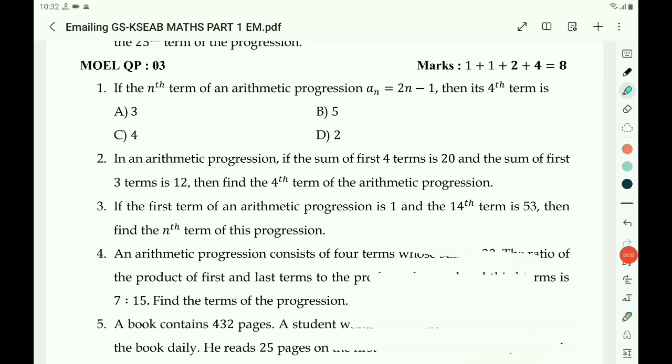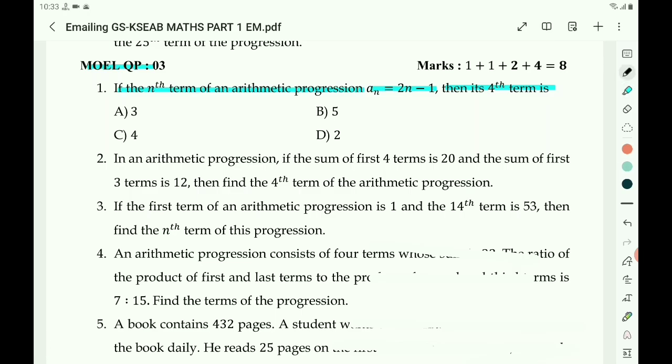Let us continue the solution of the questions of the chapter Arithmetic Progression from the model question paper. Now let us take the model question paper 3. The first question of the model question paper 3 is, if the nth term of an arithmetic progression an equals 2n plus 1, then its fourth term is. Here in the place of n we have to write 4.